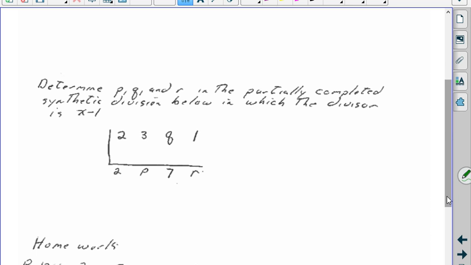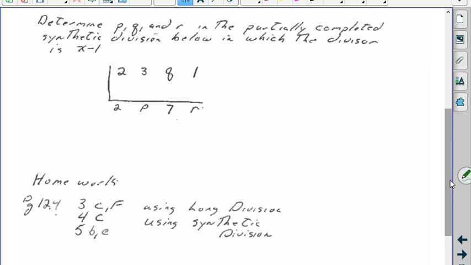Once you're done that, you can do the homework, or start on the homework. I want these 2 to be done by long division, these 3 by synthetic division.